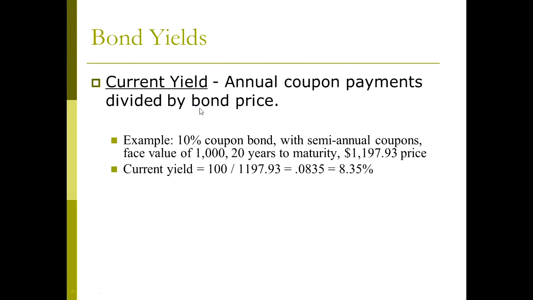Okay, so now I want to introduce the bond yields. The first one is called current yield. So the annual coupon payments divided by the bond price. Okay, like for example, 10% coupon bond, semi-annual payment, face value $1,000, 20 years to maturity. Currently, the bond is selling at $1,197. Okay, so the current yield will be the coupon payment, which is 10% times the face value, $100, divided by the current price of the bond.